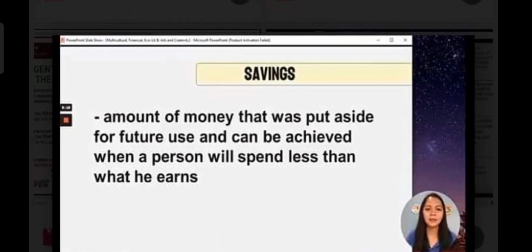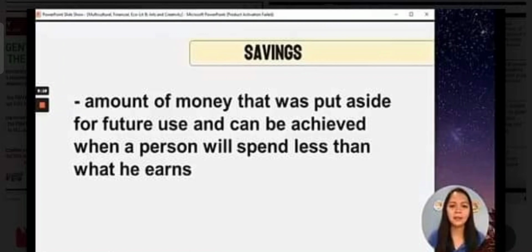So we have here savings: an amount of money that was put aside for future use, achieved when a person spends less than what he earns. So there is what they call emergency savings, and there is what they call fixed savings. Emergency savings is for your health, because we do not know what will happen to our health from time to time. You also have savings because you want to have a house. That is the same with investment.